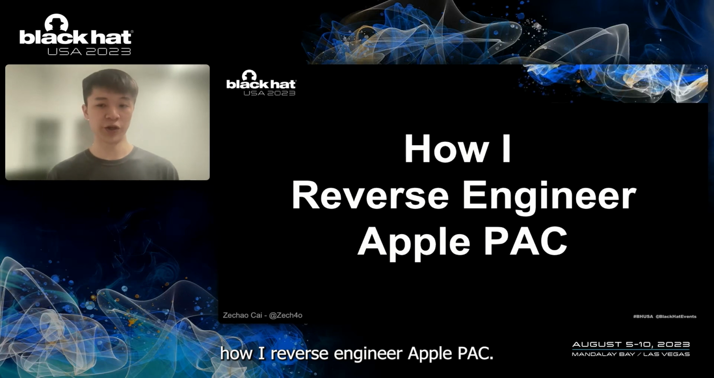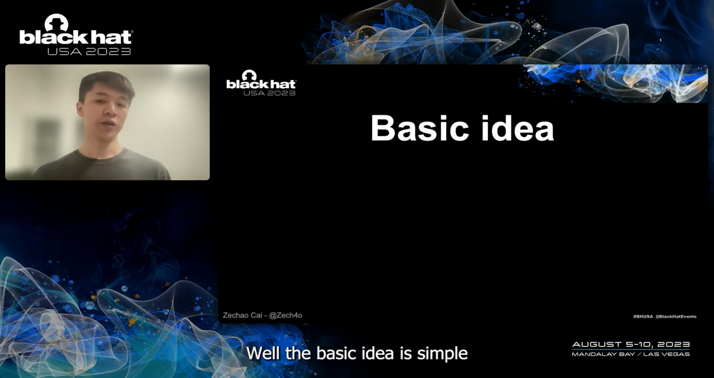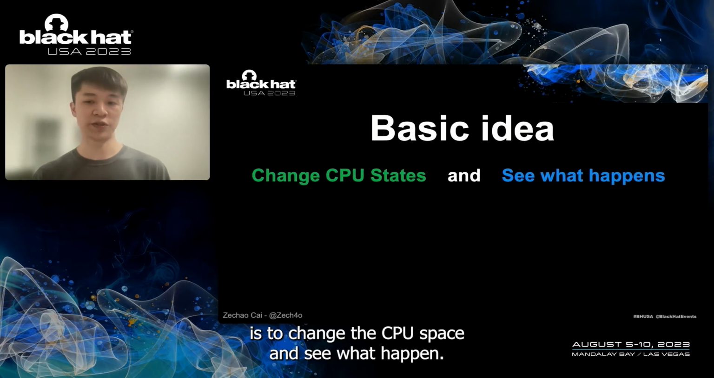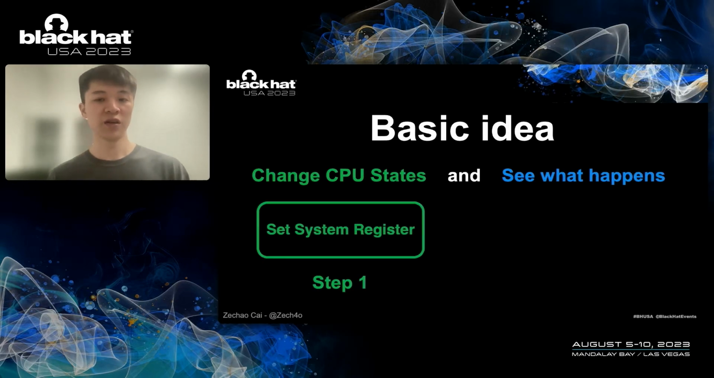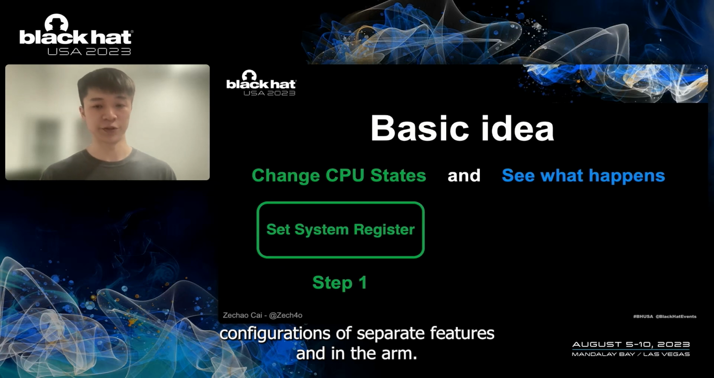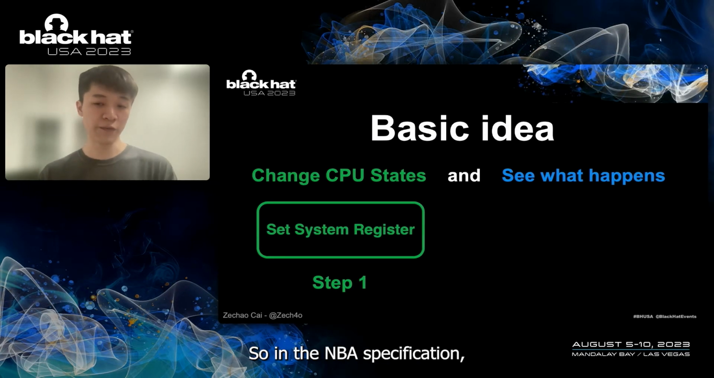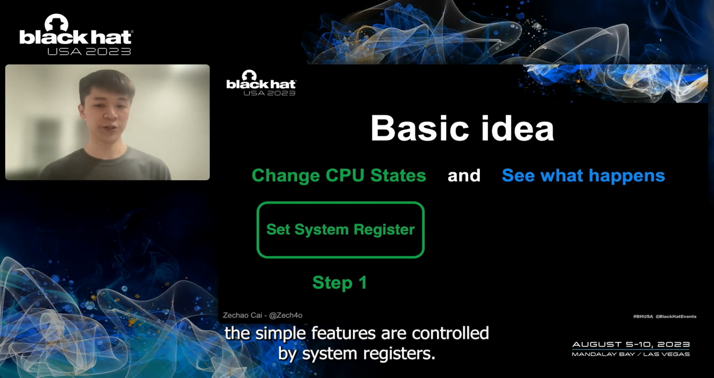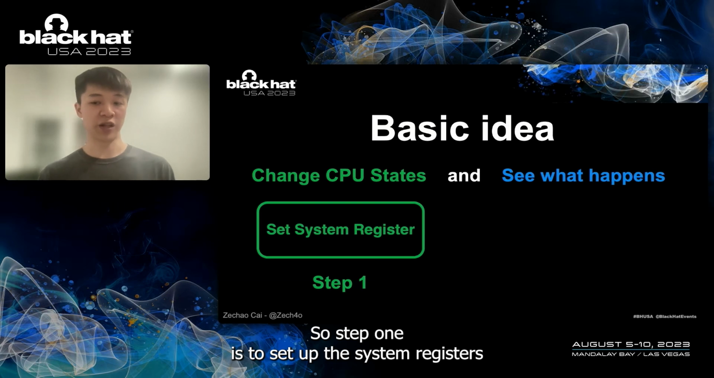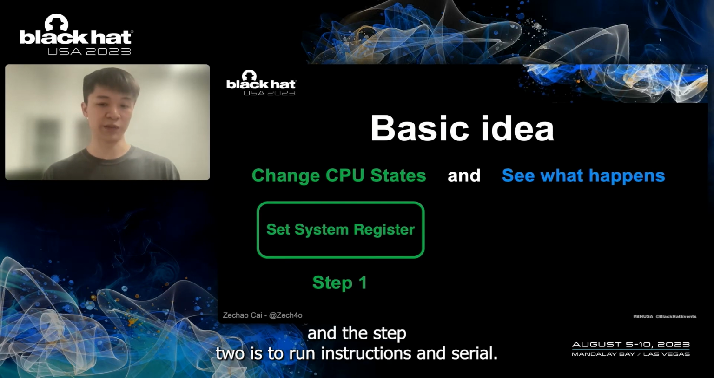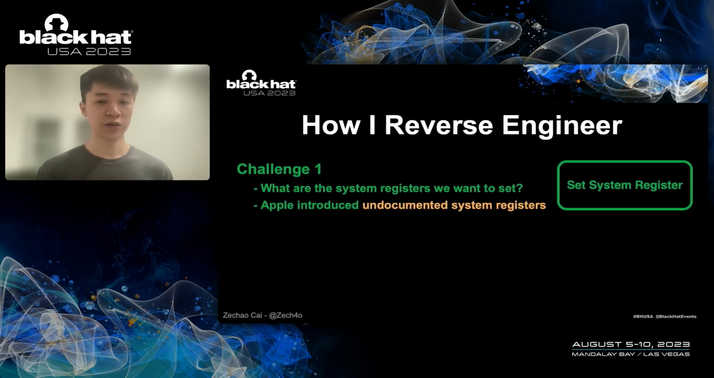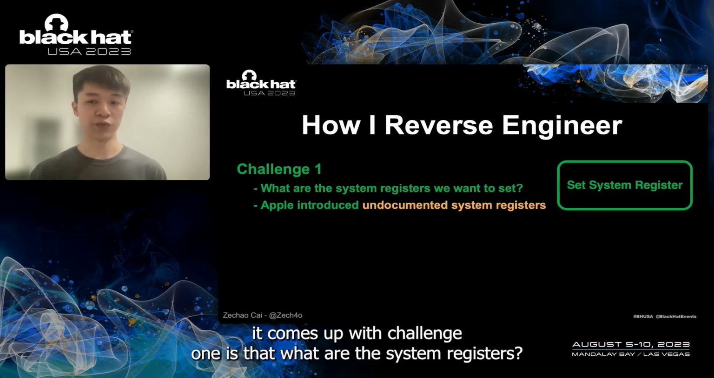How did I reverse engineer Apple PAC? Well, the basic idea is simple. It's to change the CPU states and see what happens. The CPU states here mean different configurations of CPU features. And in the ARMv8 specification, the CPU features are controlled by system registers. So step 1 is to set up the system registers, and step 2 is to run instructions and see the result. For step 1, it comes with challenge 1.